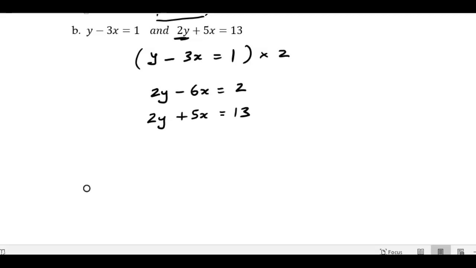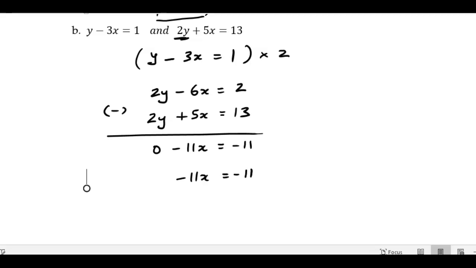Same signs, the quickest way to get rid of same signs is by subtracting the two equations. So let's start by subtracting the two equations. 2y minus 2y is going to be equal to 0. Minus 6x take away 5x is going to give me minus 11x. 2 take away 13 is going to give me a minus 11, right? So which means minus 11x is equal to minus 11.